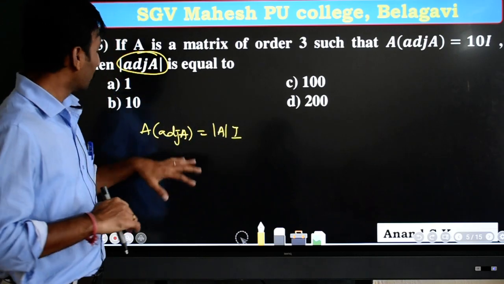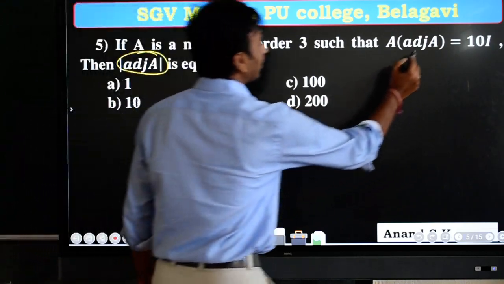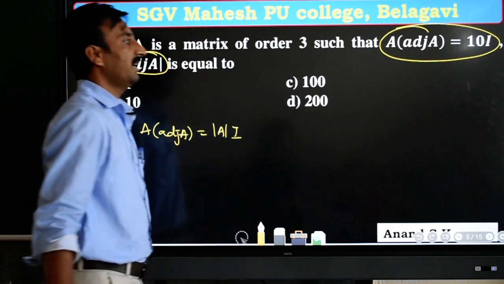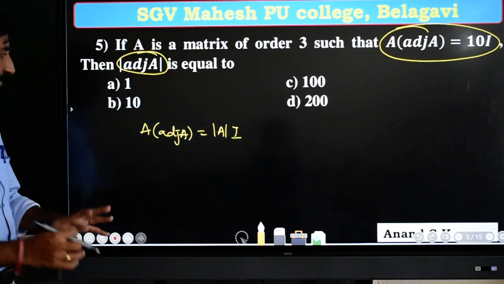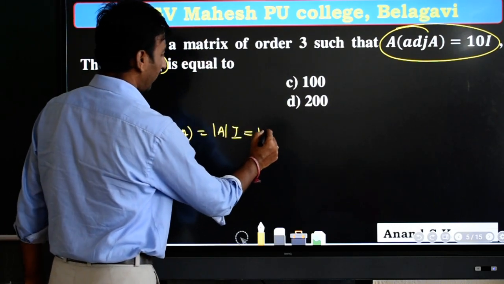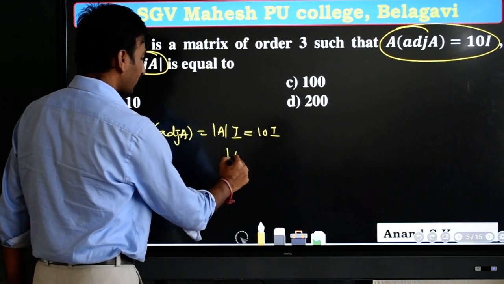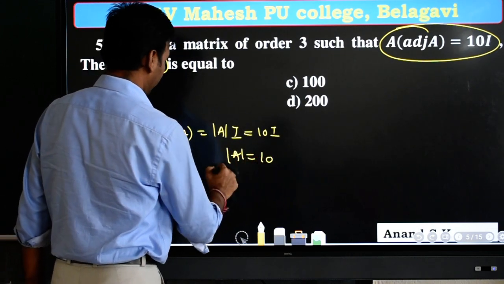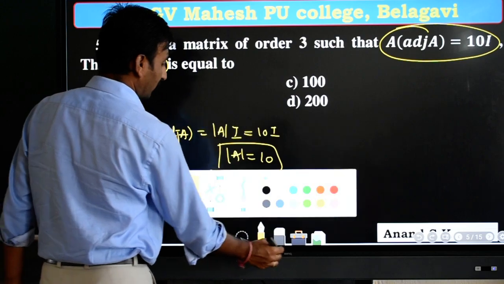We already have the relation that the determinant of adjoint of A is always equal to determinant of A raised to n minus 1, correct? So now what I am doing here is using the given data, that is A into adjoint of A equal to 10 times I. So this is equal to 10 times I. Clearly you can say that the determinant of A is equal to 10, correct? This is how you can write the determinant of A.